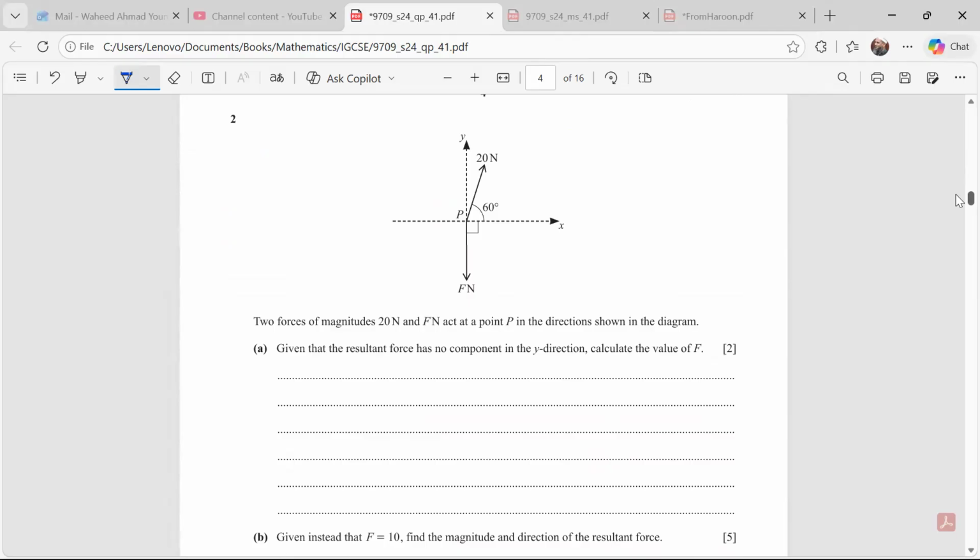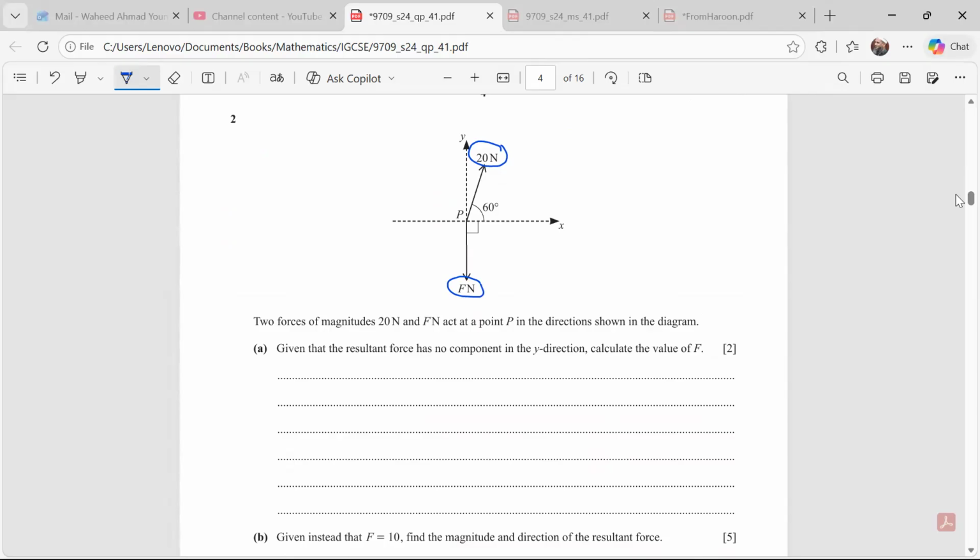Now question number 2. Two forces of magnitude 20 and F. Okay, so this is a force of 20 Newton, and this force we do not know the magnitude, but it is F newtons. Given that the resultant force has no component in the y direction.